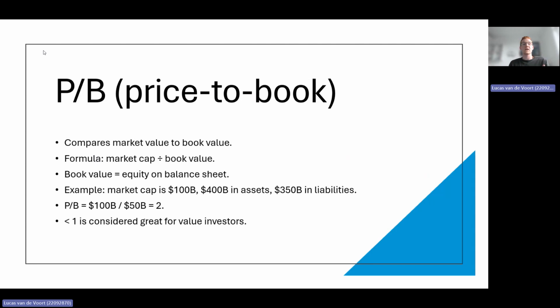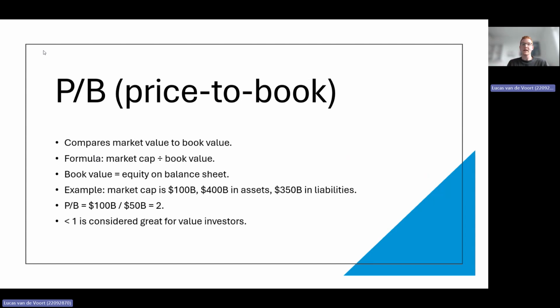So for example, if a company's market cap is $100 billion and it has 400 billion in assets and 350 billion in liabilities, the PB ratio would be 100 billion divided by 50 billion. So this company would be worth twice the book value. There's not really a good rule of thumb for what a good PB ratio is, but generally speaking, one below 1 is considered to be a great opportunity for value investors. But this is quite uncommon because most companies trade for more than their book value.